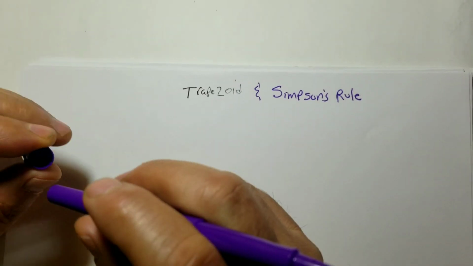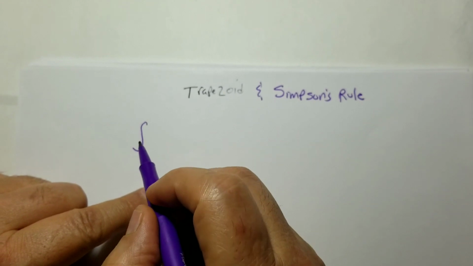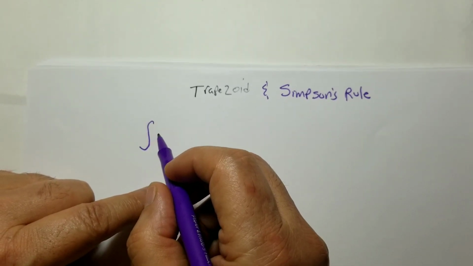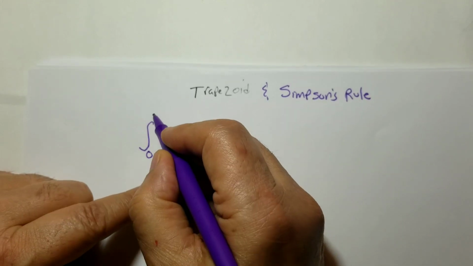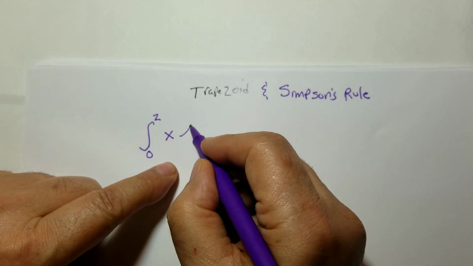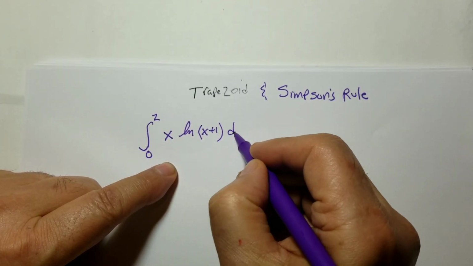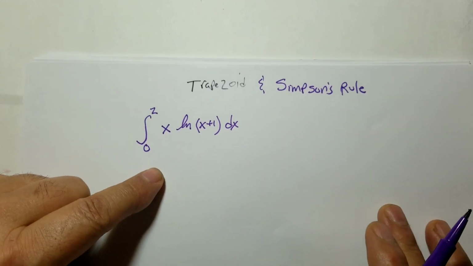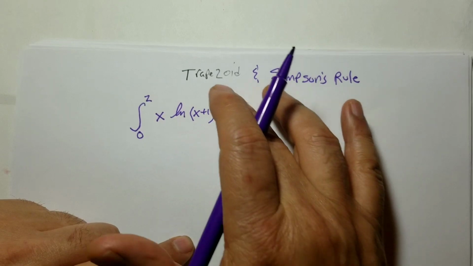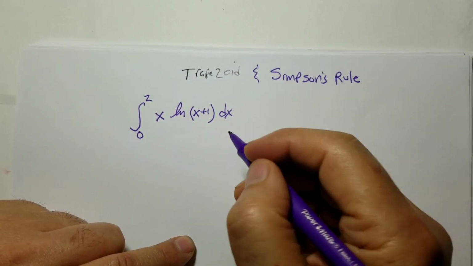I'm going to solve one problem, which is a definite integral from 0 to 2 of x natural log of quantity x plus 1 dx. And you already know the technique for that one. The technique is nothing except integration by parts.